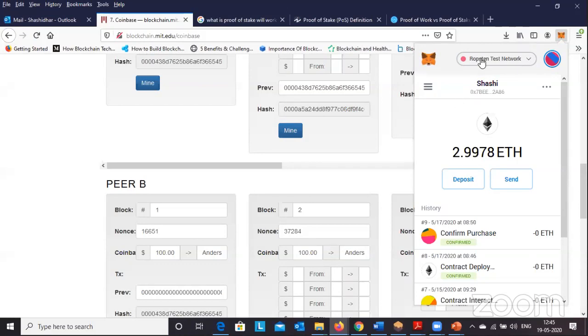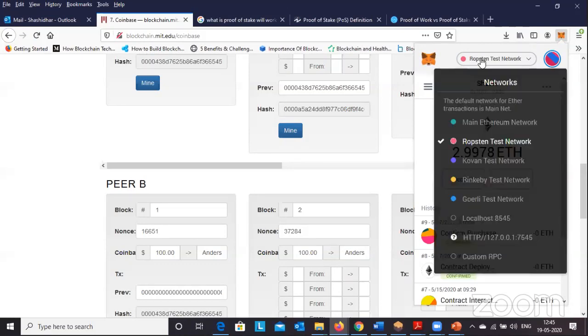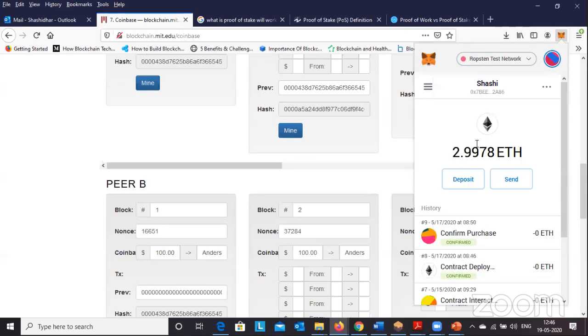Here we have different blockchain networks, test networks: main Ethereum, Ropsten, Kovan, Rinkeby, and we can even connect to localhost. We can run the blockchain on our laptop. Okay, so just to demonstrate how to transfer cryptocurrencies, I'm going to use the Ropsten test network.